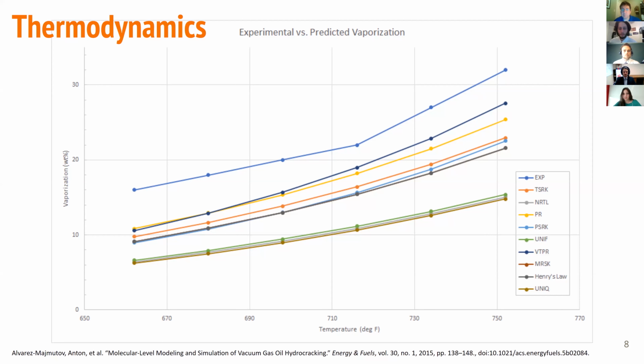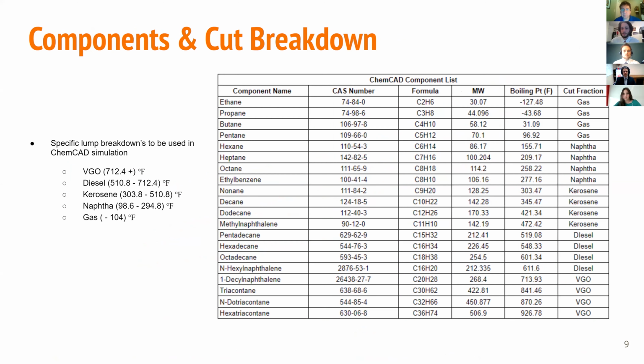Next, we have all these different cuts: VGO, diesel, kerosene, naphtha, and gas, which are understood by their boiling point ranges. To the left, you can see the boiling point ranges that we decided on. To the right, we have our full component list that we chose to actually model these component cuts. You can see in this chart that we have about 4 components per cut, which accurately models each of those cuts.